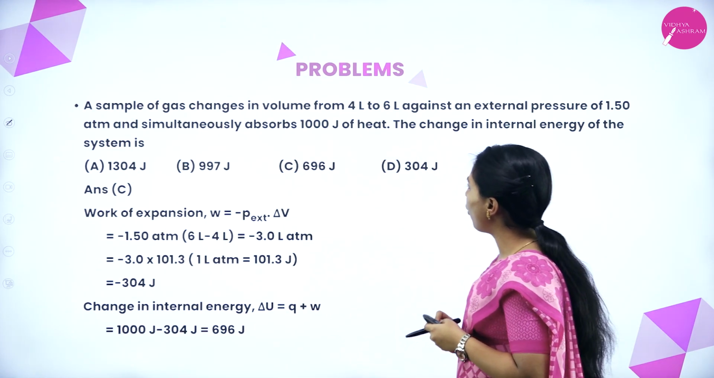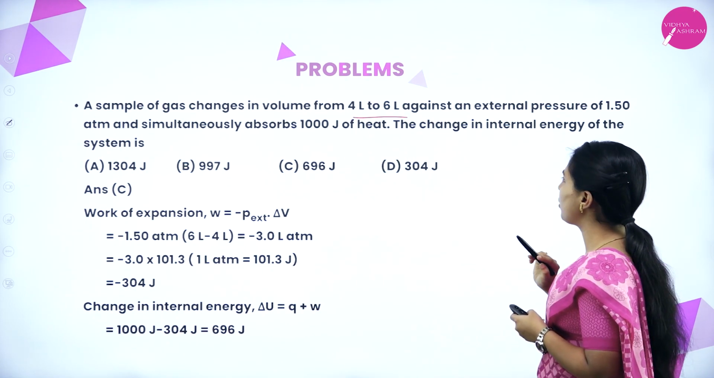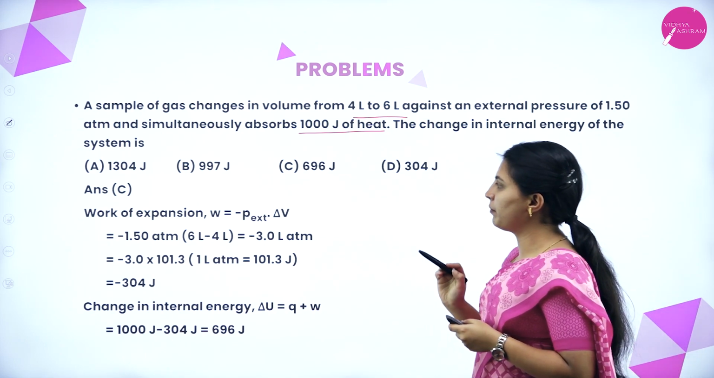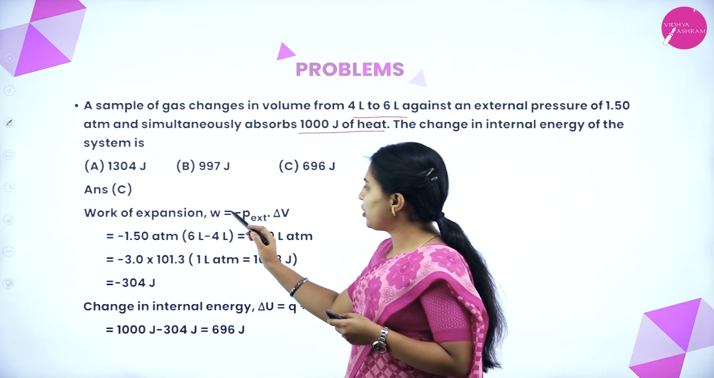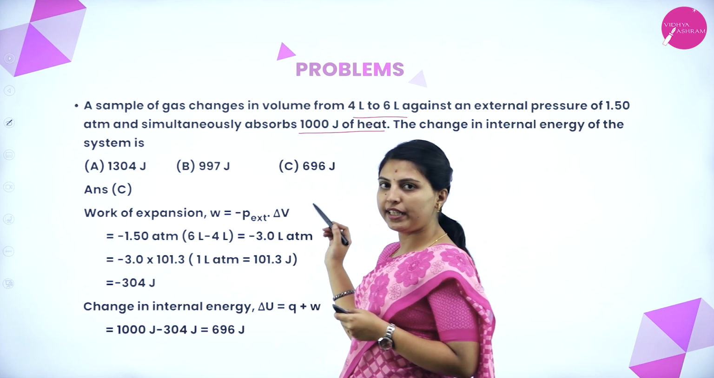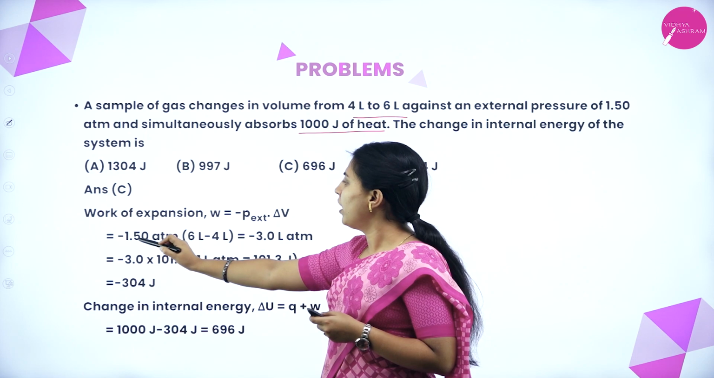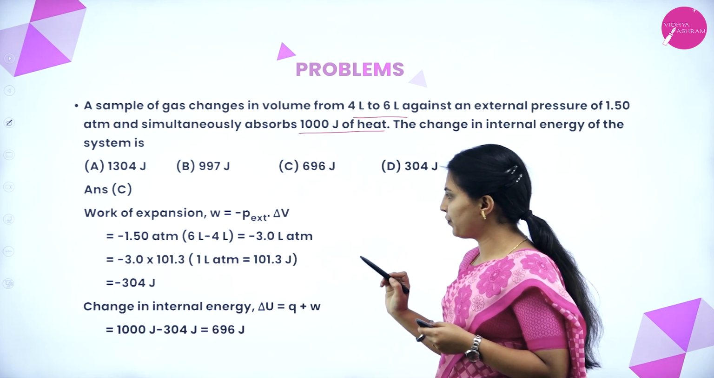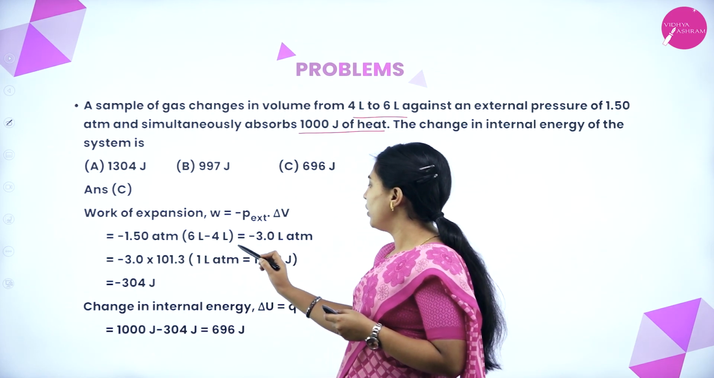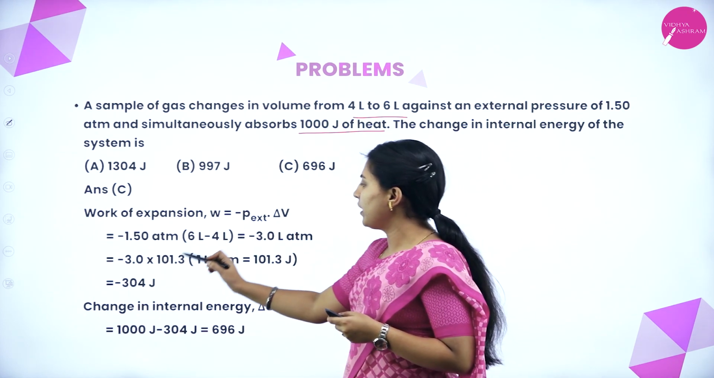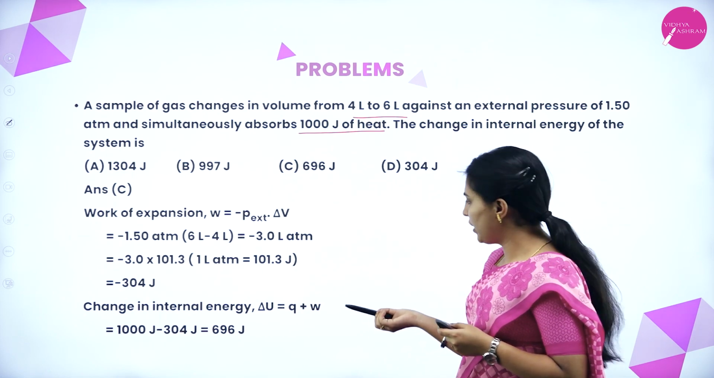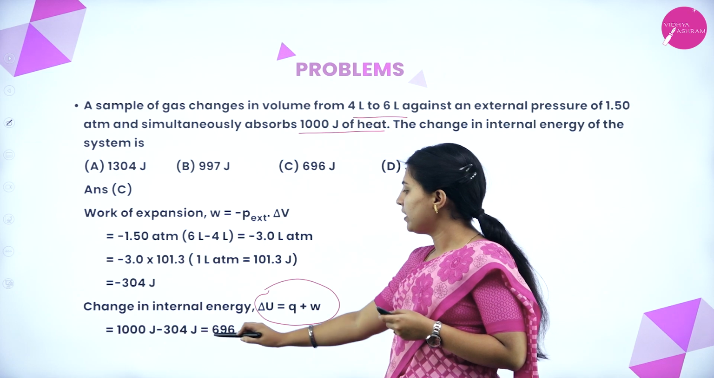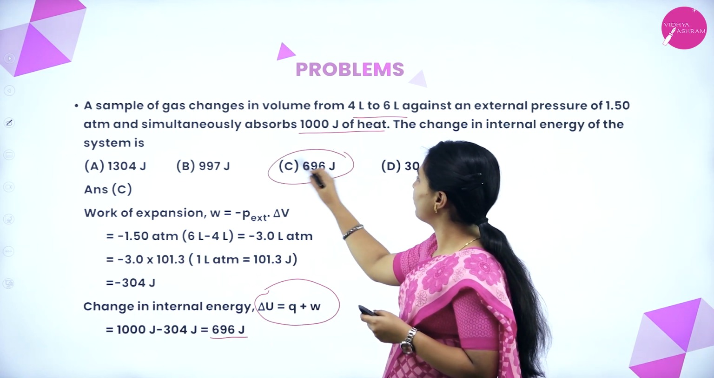A sample of gas changes in volume from 4 liter to 6 liter against an external pressure of 1.50 atmosphere and simultaneously absorbs 1000 joules of heat. The change in internal energy of the system is: there are 4 options. Work of expansion, work equals minus P external into delta V. It has been expanded, that is why negative. Minus 1.50 atmosphere times 2 liter, that is minus 3 liter atmosphere, and 1 liter atmosphere equals 101.3 joule, so 101.3 into 3 means minus 304 joule. Change in internal energy, delta U equals Q plus W, this is the first law of thermodynamics: 1000 joule minus 304 joule means 696 joule, that means option C will be the answer.